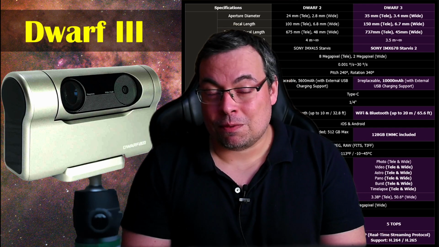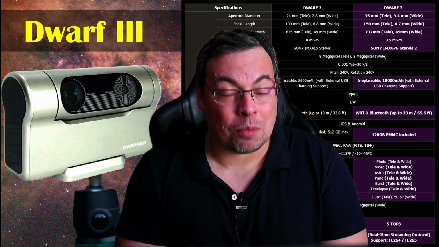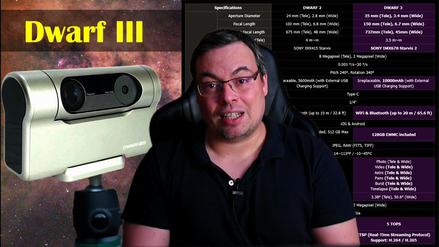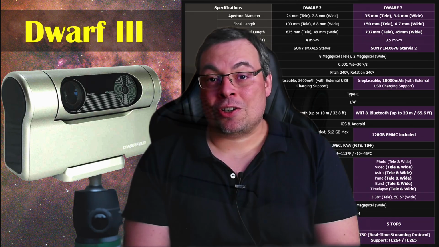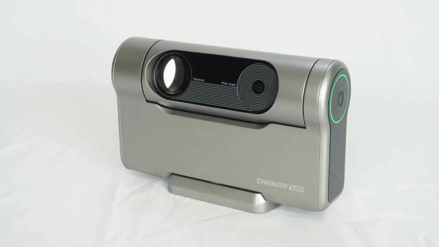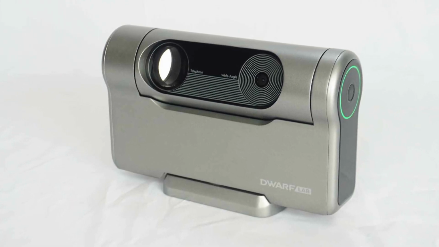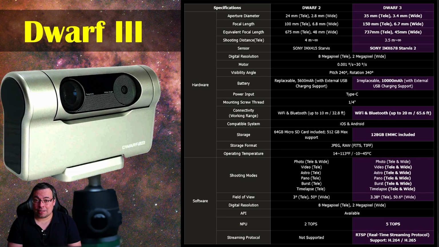Before we begin with the specifications, I'm happy to say that the color of the Dwarf III telescope is not black or dark gray, as I thought it would be in the promo video. It's actually a silver color, I believe it's called Moonlight Silver. You can see it here in this product image that Dwarflab sent me. We have here the technical specifications, side by side, Dwarf II and the Dwarf III.